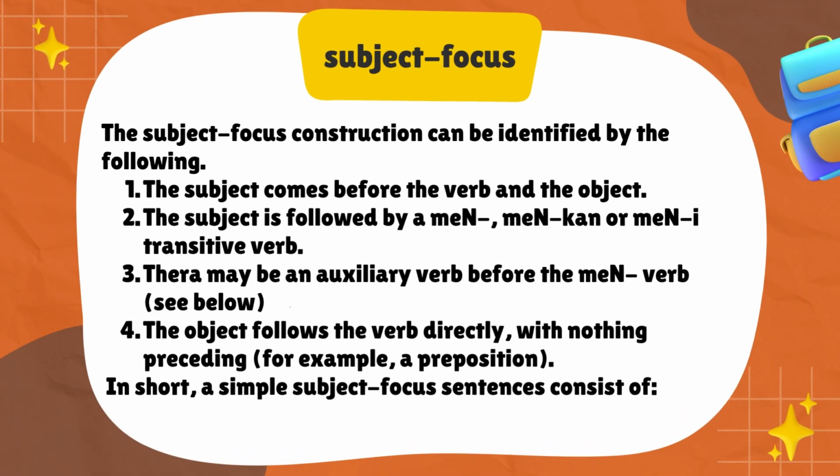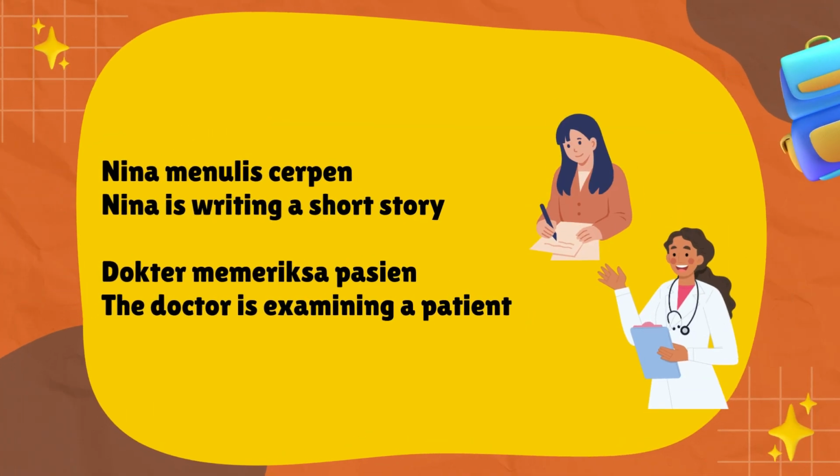Subject focus. The subject focus construction can be identified by the following. The subject comes before the verb and the object. The subject is followed by a men-gone or men-I transitive verb. There may be an auxiliary verb before the men verb, see below. The object follows the verb directly, with nothing preceding, for example, a preposition. In short, a simple subject focus sentence consists of subject, verb, object. Nina menulis cerpen. Nina is writing a short story. Dokter memeriksa pasien. The doctor is examining the patient.